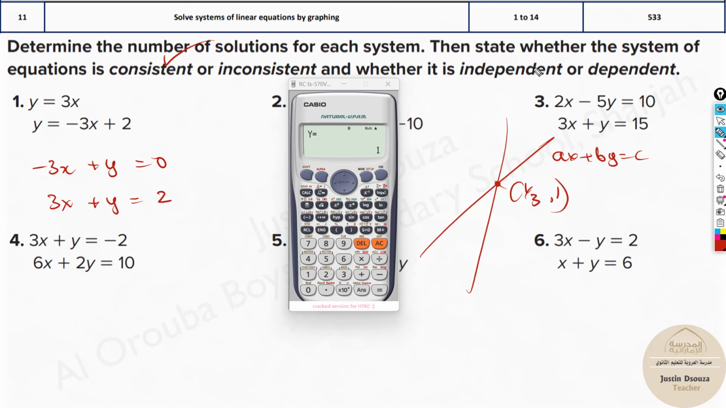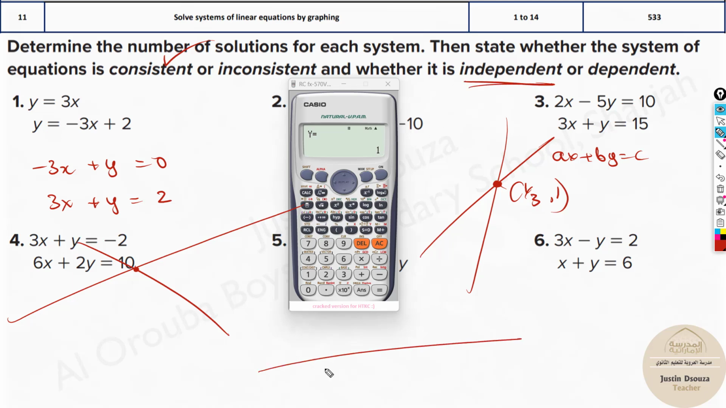But is it dependent or independent? To know whether it's dependent or independent, you need to see how you get the answer. It's only 1 point, right? One answer. That means these linear equations touch at 1 point and never touch again. So they're independent. Now imagine the two graphs are overlapping. They're the same lines. Then that means there are infinite solutions. Then they are dependent.